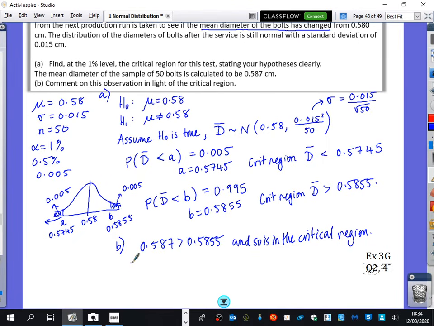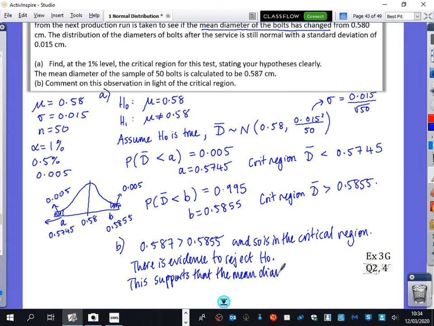So we now say there is evidence to reject H0, and we then want to put it back in the context and say this supports that the mean diameter has changed. This supports or suggests that the mean diameter has changed. 1 mark for this, 1 mark for this. Make it crystal clear that you put a mark in context for it, okay? So it's the same thing, but just using the inverse part on your calculator.